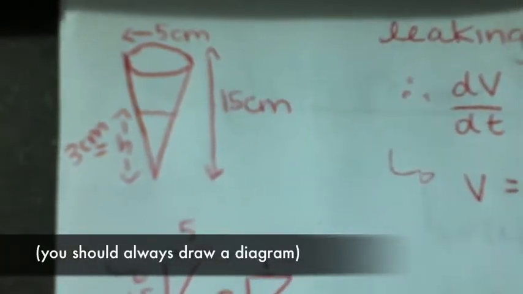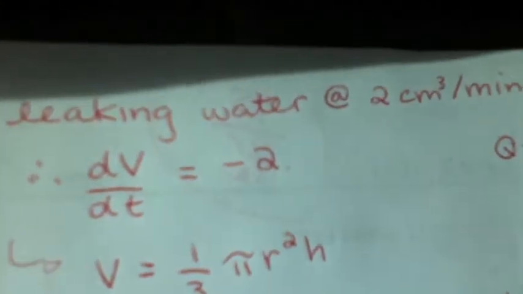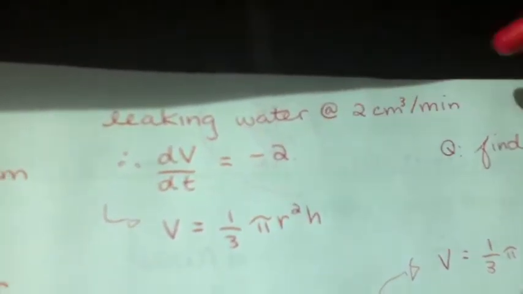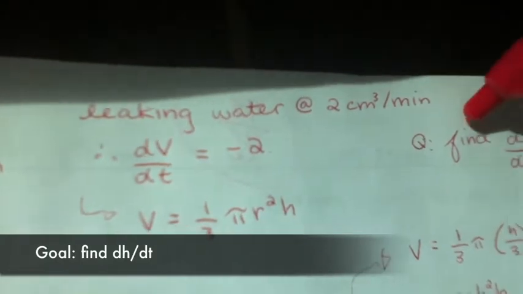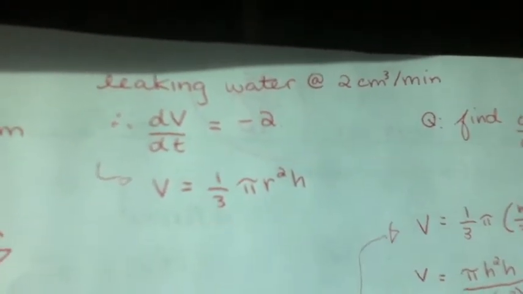So as you can see, we have our drawing of our cone here, which shows the height, the radius, and that h is 3 centimeters. The question tells us that it's leaking water at 2 centimeters cubed per minute. Therefore, the change in volume with respect to time is -2. The question asks us to find the change in height with respect to time at 3 centimeters.